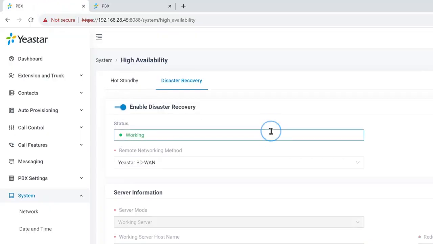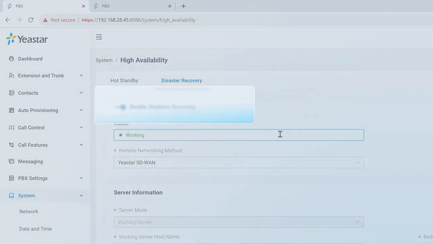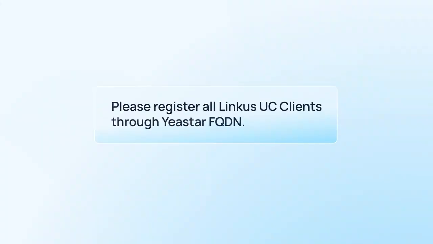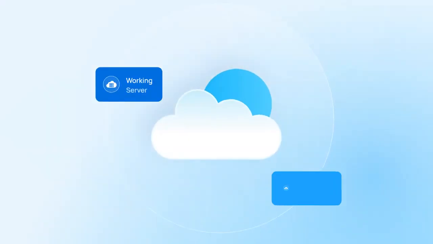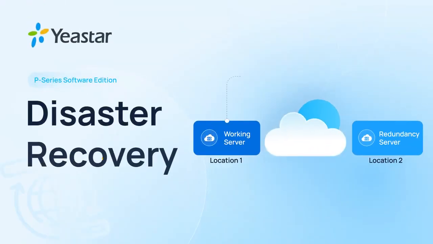To ensure that if a takeover occurs, the Linux UC client can run without problem, please register all Linux UC clients through FQDN. So that was how we set up disaster recovery with your P-Series Operation.